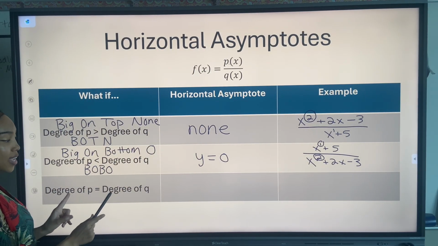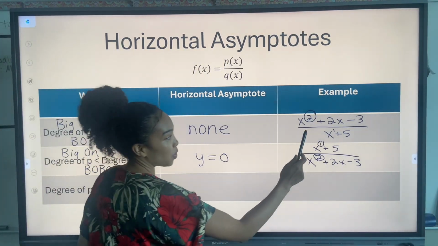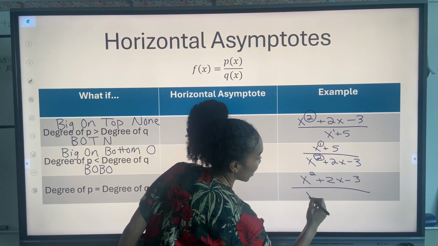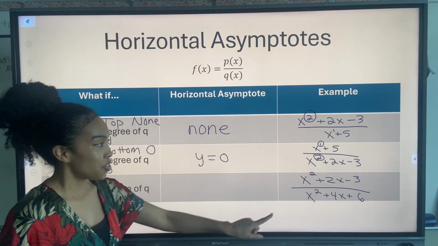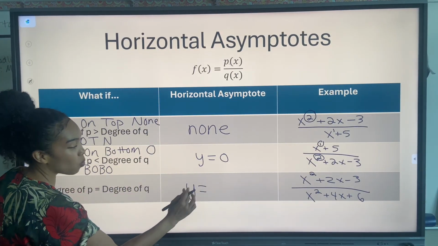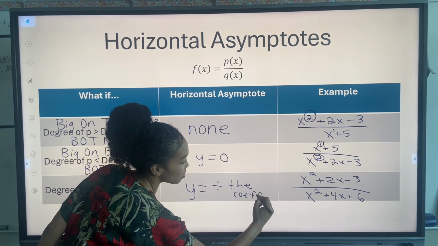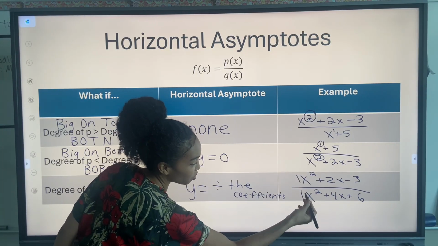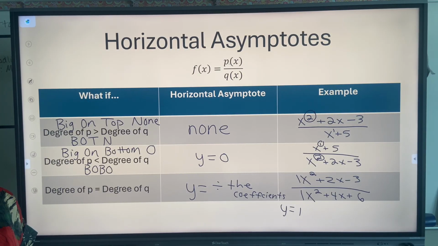Okay, next example. If your degrees are the same, your exponents are the same. Let me give you an example. Let's say I have x squared plus 2x minus 3, and then x squared plus 4x plus 6. You see your exponents are the same, the degrees are the same. What you're going to do is, your answer will be y equals, and then you divide the coefficients. So here your coefficient is 1, here your coefficient is 1. So the answer for this example is y equals 1. That's where your horizontal asymptote would be.